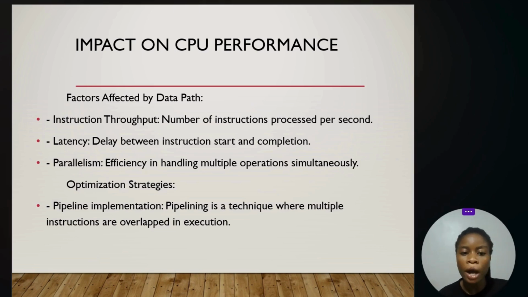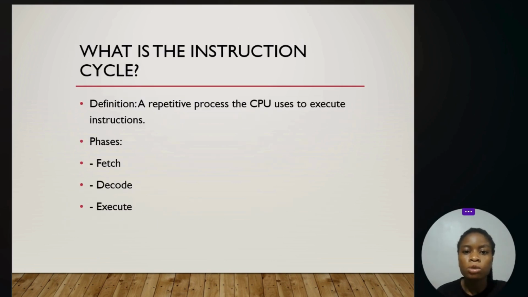So why should you use pipelining as an optimization strategy? Pipelining increases the CPU throughput, that's the number of instructions completed per second. It increases the number of instructions completed per second, and multiple instructions are being processed at once. Okay, let's move on.